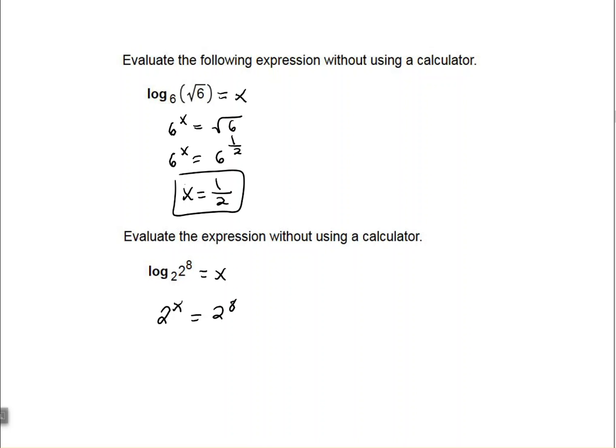so the base of 2 remains the base, the x and the 2 to the 8 swap sides, and then you clearly see that we already have the same base, therefore the exponents must be equal to each other. So log base 2 of 2 to the power of 8 is equal to 8. And there you will see another one of those logarithmic properties.